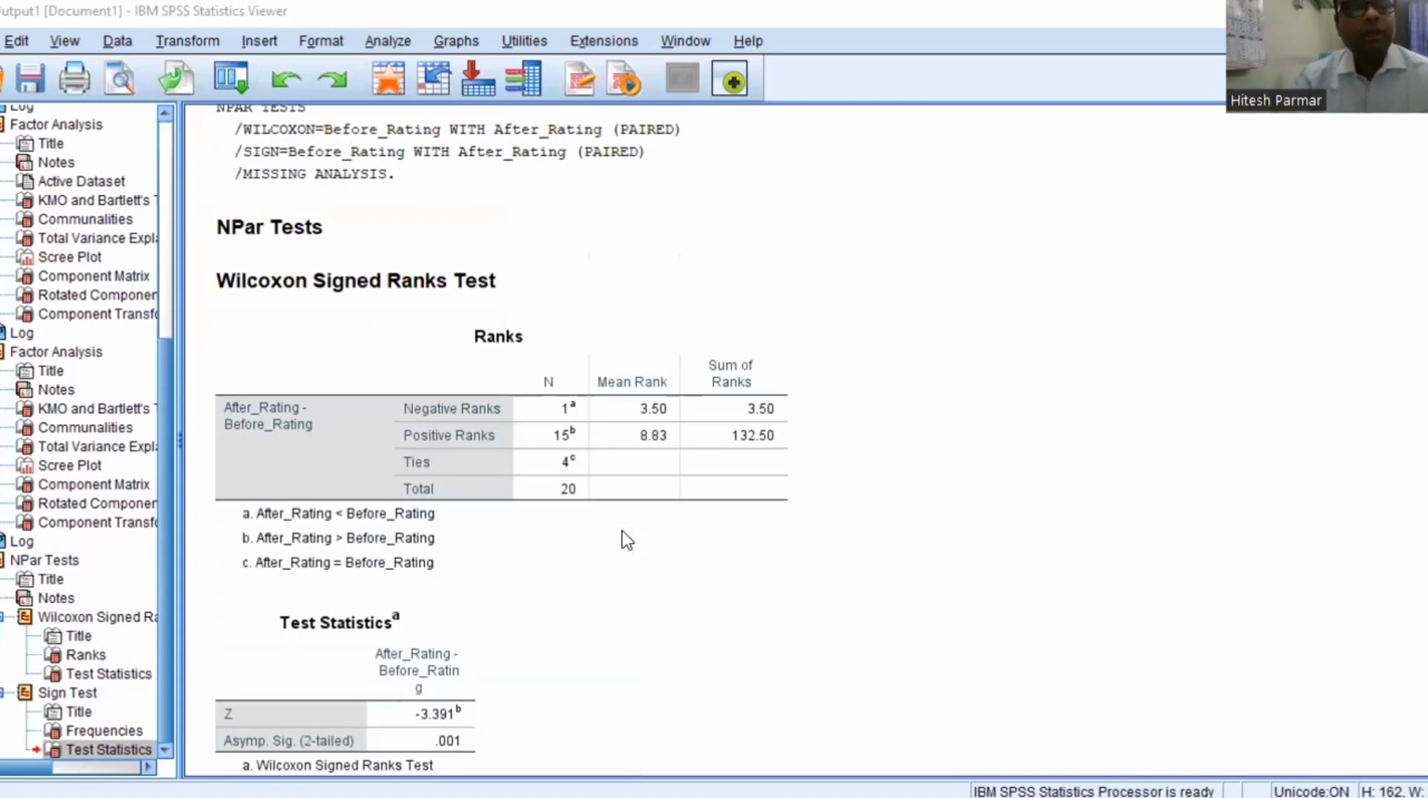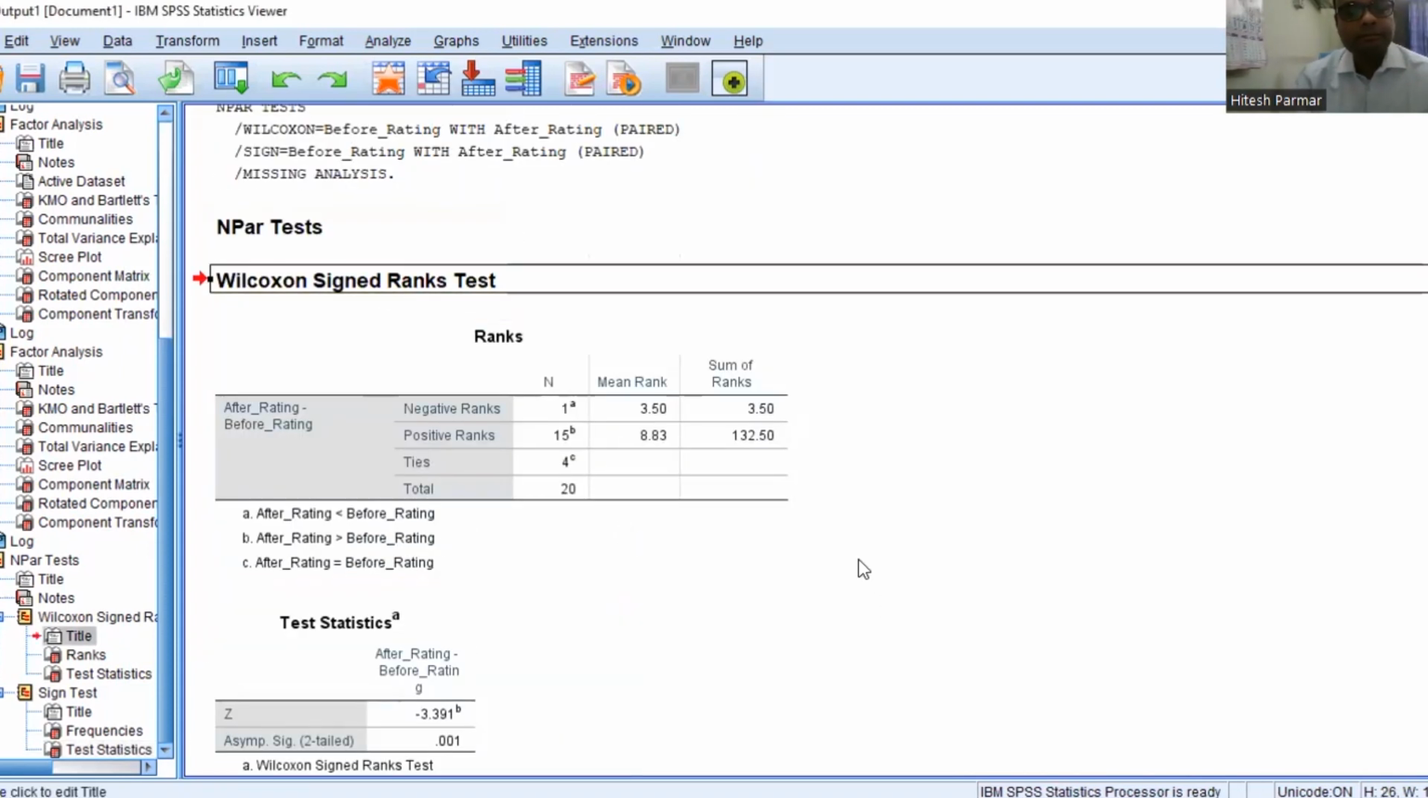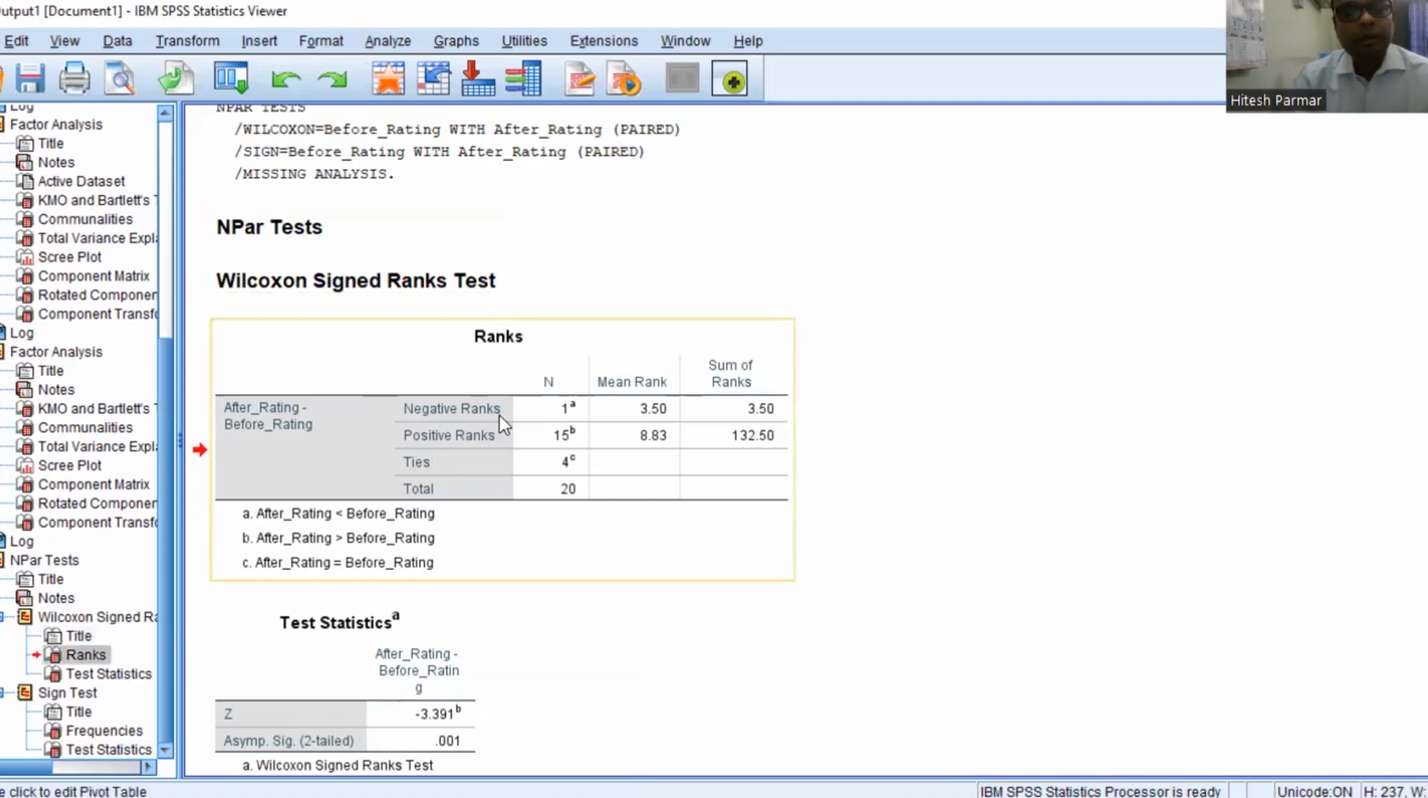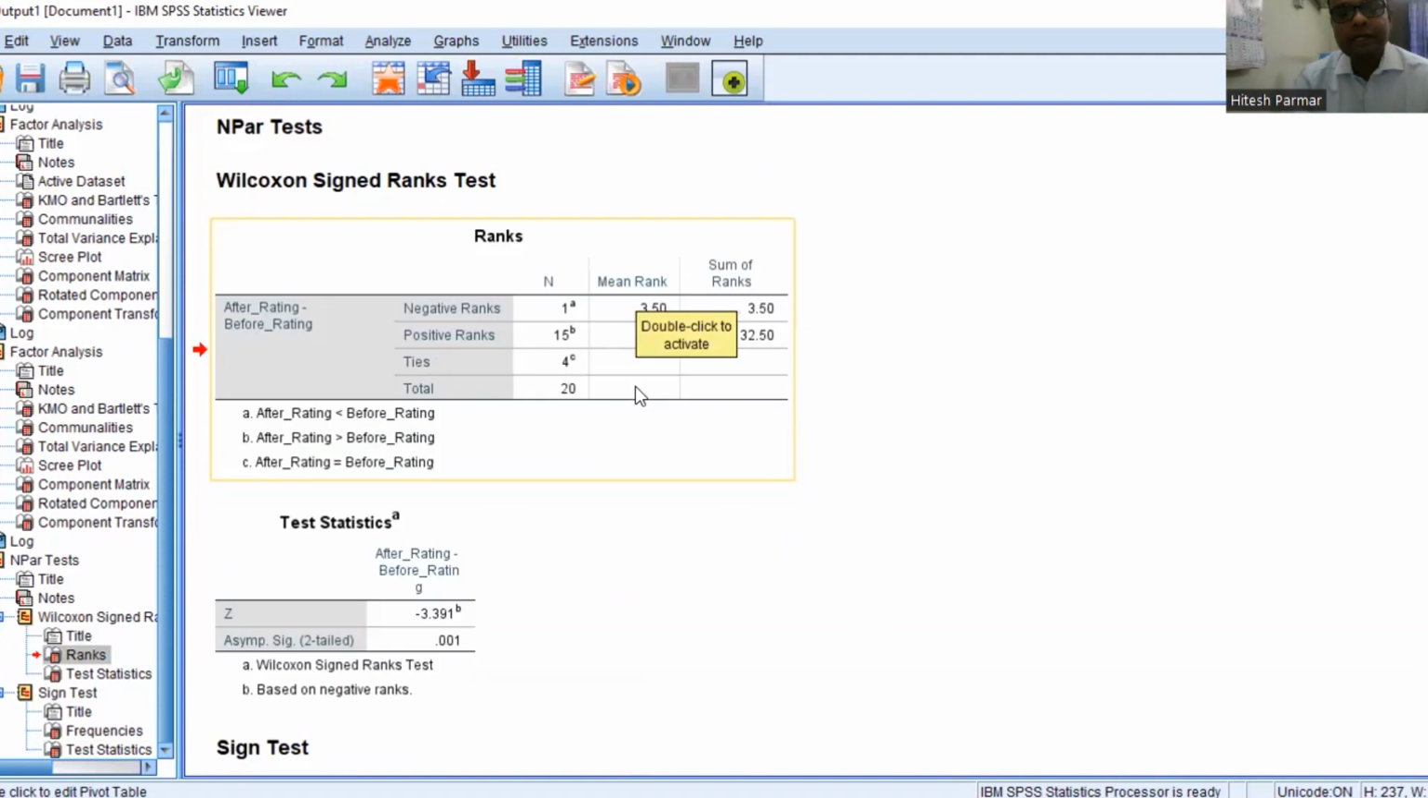Now, Wilcoxon sign rank test. Same negative 1, positive 15, ties are 4, and then we were getting the sum of ranks 3.5 and 132.5, right? We discussed this average ranking. As this 132.5, if we divide with this positive number 15, then we get 8.83.